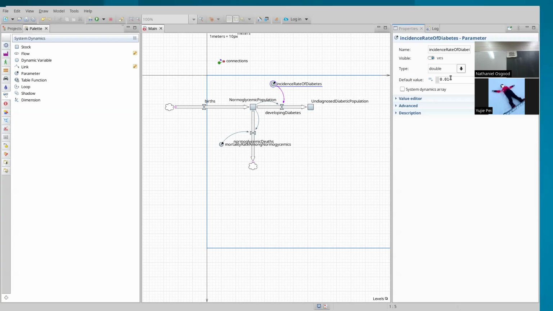So what do you think the behavior of this model will be right now? If we run this, you'll notice I haven't put in a death flow from the undiagnosed diabetic population. What do you think the behavior will be of this? Yes, okay. Name? Alex. Thank you.